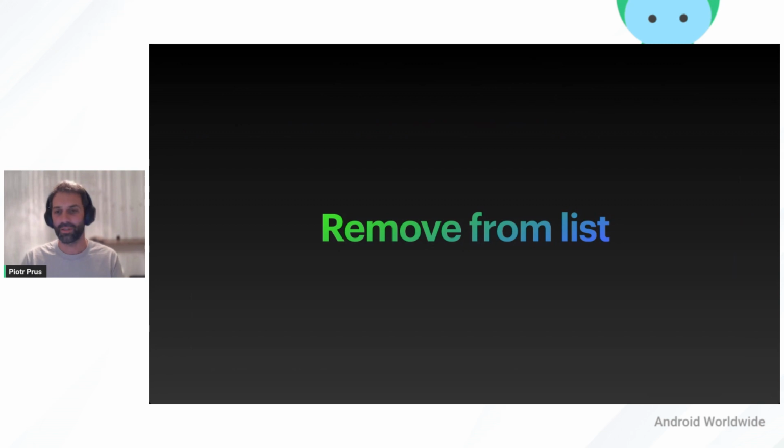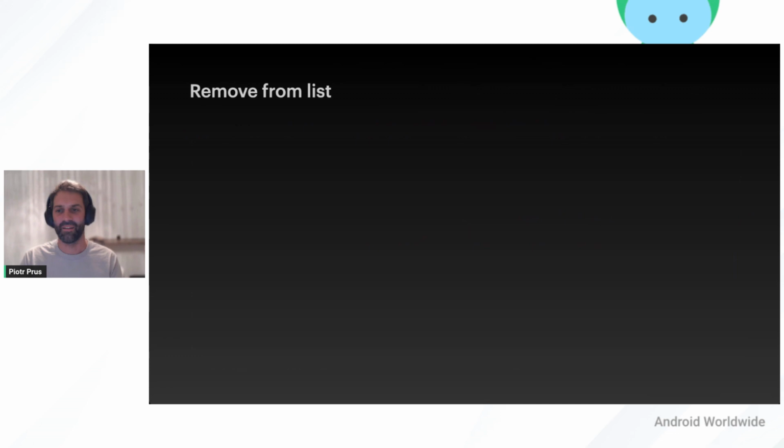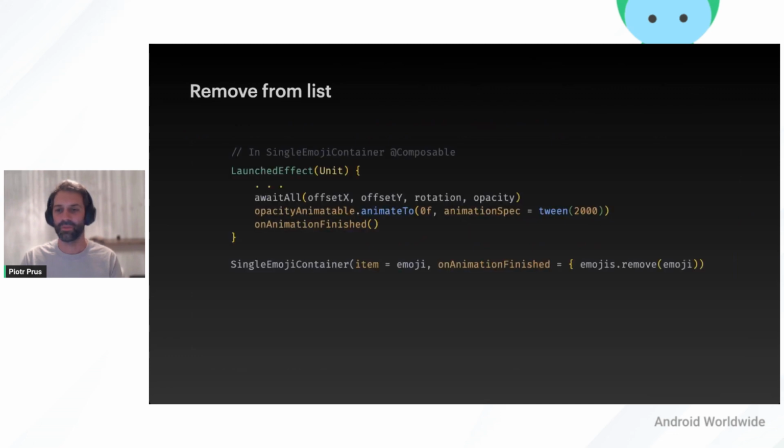And how can we fix this? We can simply remove them from the list. To remove them from the list, I'm calling on animation finished in my launched effect after all the animations are finished. And then in my single emoji container, I have this higher-order function on animation finished, and I'm calling my emojis list and removing one emoji at a time. And here's the effect.